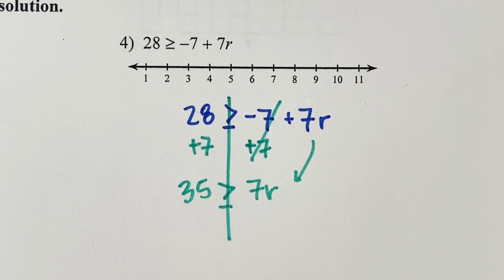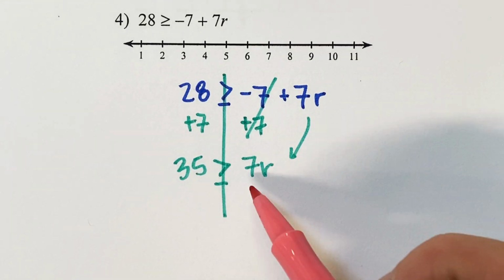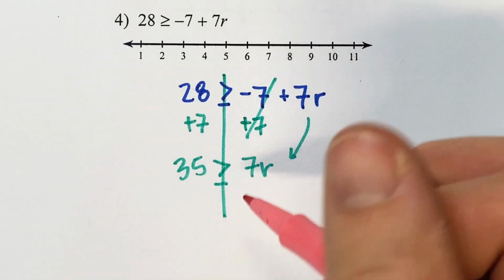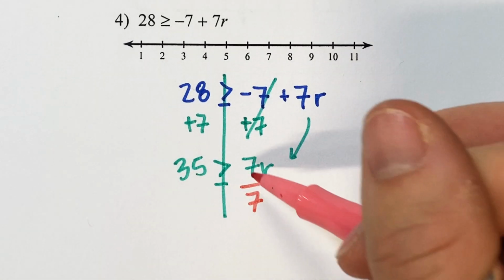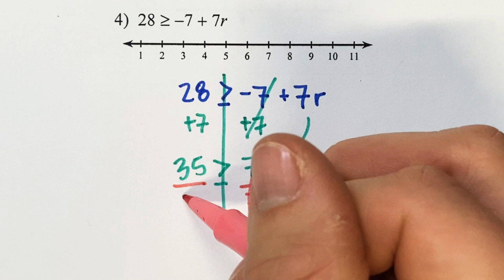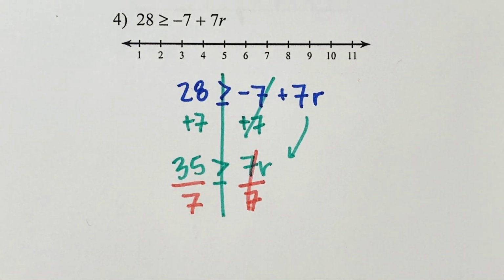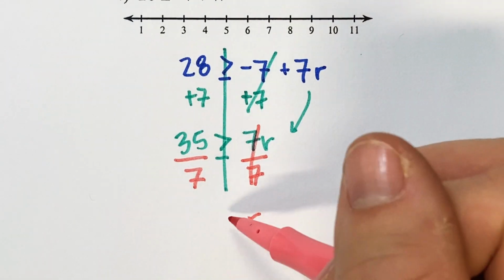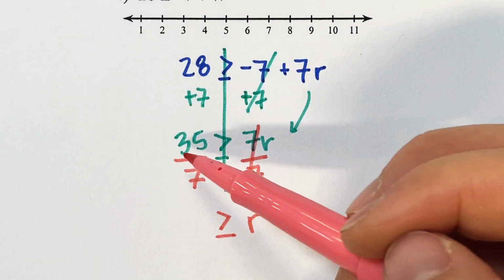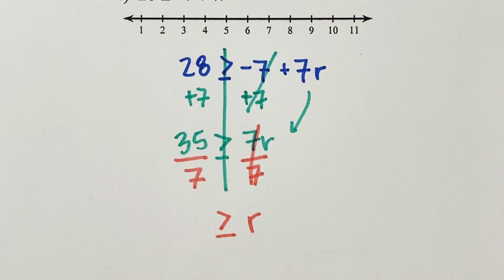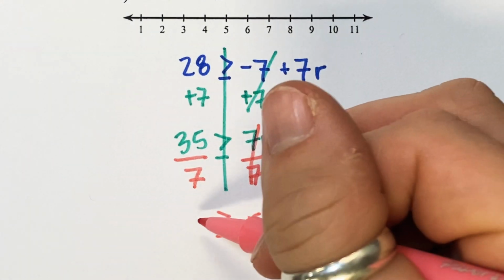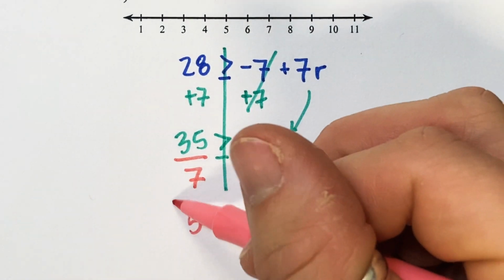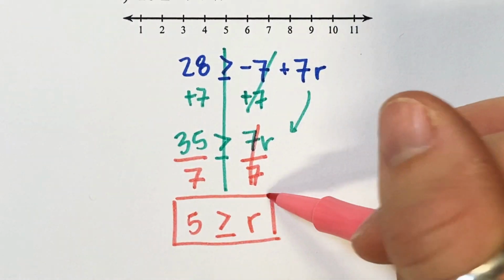So we still need to get rid of this times by 7. What is the opposite of times by 7? Divide by 7. Okay, so divide by 7 on both sides. We get r is all by itself on this side. We still have our same sign. But what is 35 divided by 7? 5. Okay, so my r is all by itself, my variable, so we get our inequality.